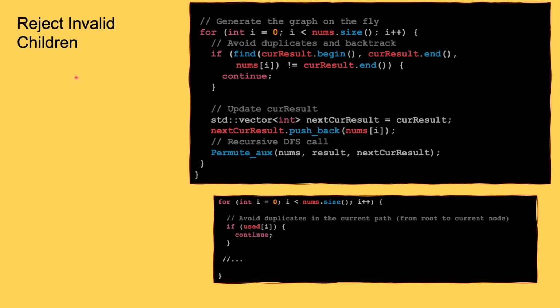Next, we learned how to reject invalid children. Basically, as you are writing your for loop and you're going through all the candidates for generating the children, you often need to filter some of them out. In one case, we saw that you have to search the current result. This was in the case of permutation. In another case, where we had duplicates, we saw that searching the current result wouldn't work, so we use another vector that marks the ones that are used, so we avoid them.